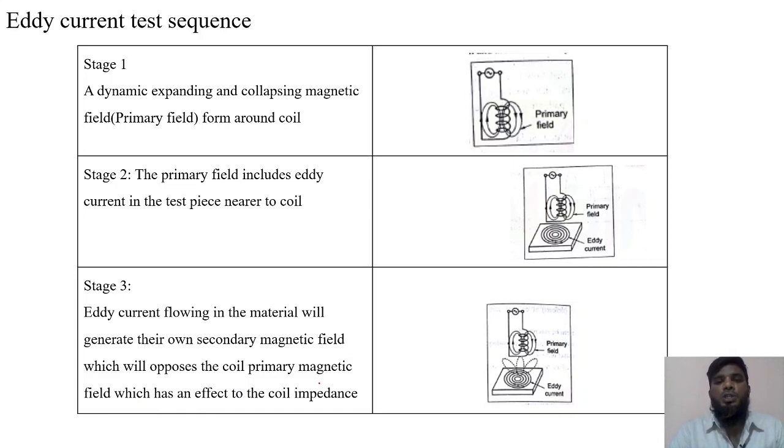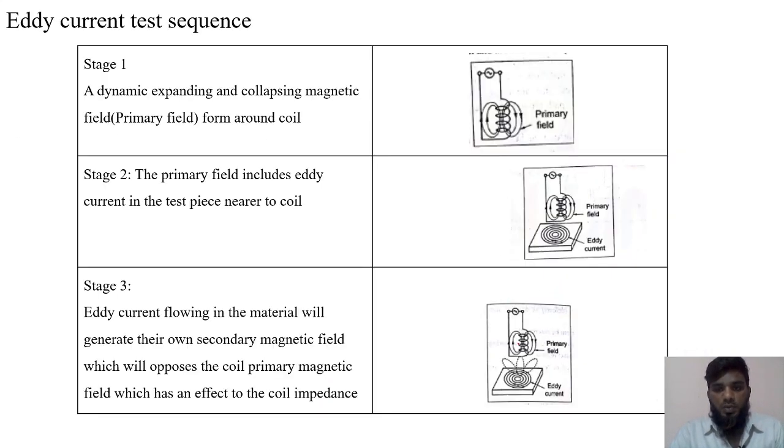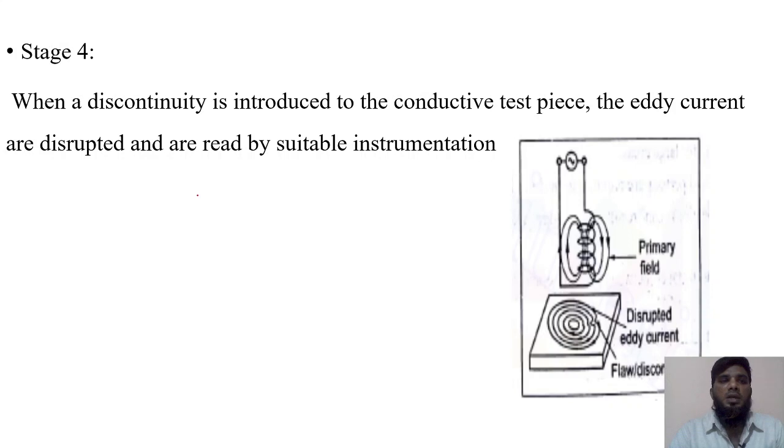Impedance is nothing but opposition to the flow of current in the coil. Here you have to remember, since this is an AC current, the resistance to it is nothing but impedance. Because of this magnetic field, there will be a resistance, a negative current generated in this coil, which tries to oppose the current being sent by this AC source. That is nothing but impedance. So when a discontinuity is introduced in the conductive test piece, the eddy currents are disrupted, like this, which can be studied using some instrumentation.